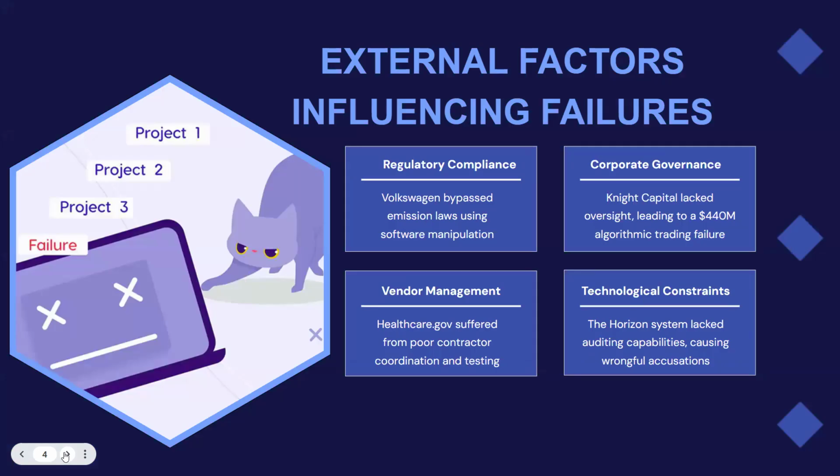Software failures aren't just caused by internal mistakes, external factors also play a major role. And the four most highlighted ones are regulatory compliance. Volkswagen bypassed emission laws, leading to severe legal consequences. Vendor management. Healthcare government suffered due to poor contractor coordination. Technological constraints. The Horizon system lacked proper auditing, leading to wrongful accusations. And corporate governance. Poor oversight allowed major issues to go unnoticed. Organizations need to consider these external risks when managing projects.